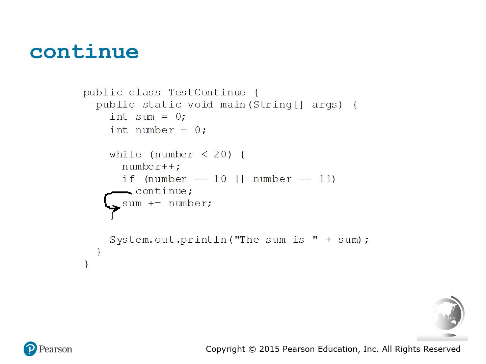Consider the code from listing 5.13. This program adds the integers from 1 to 20, but does not include 10 or 11 in the sum. When the number is equal to either 10 or 11, the continue statement ends the current iteration of the loop. The remaining body of the loop is not executed, therefore the following statement, which adds number to sum, is skipped.